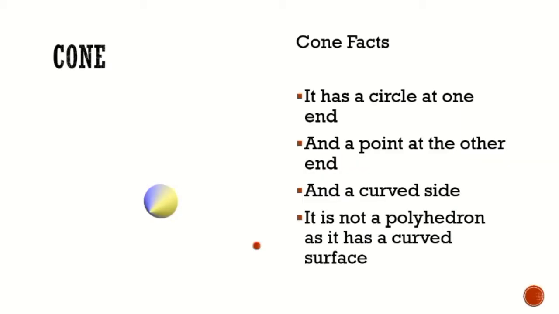Cone facts. It has a circle at one end and a point at the other end, and a curved side. It is not a polyhedron as it has a curved surface.